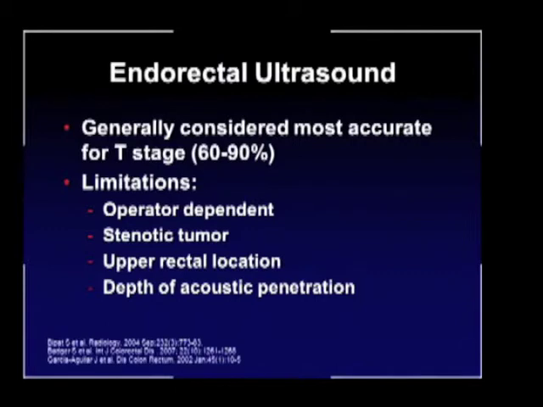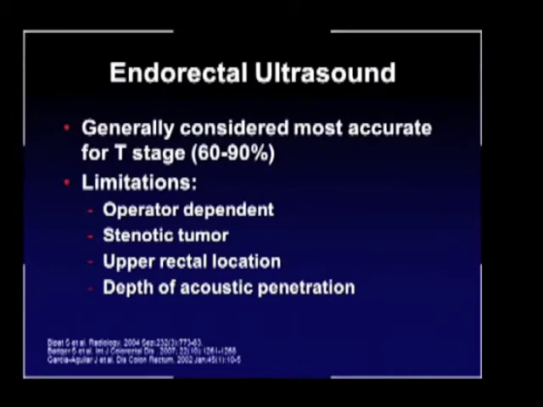But given that, most people agree that endorectal ultrasound is probably the best modality for T staging. It gives us the most accurate T staging. But as you can see, there is a wide range of accuracies when you look at all the references, and the reason is probably its limitations. Number one, the operator dependency. And that's probably what gives a wide range of results.